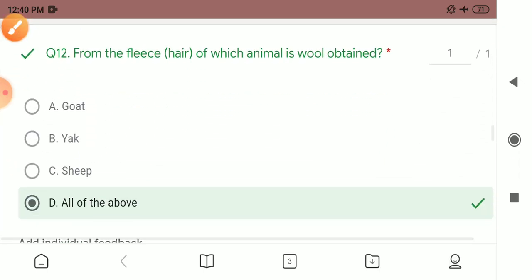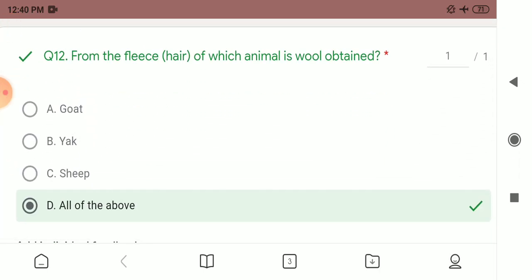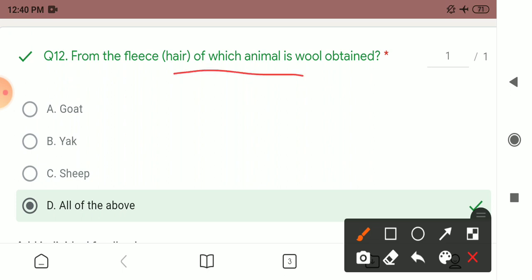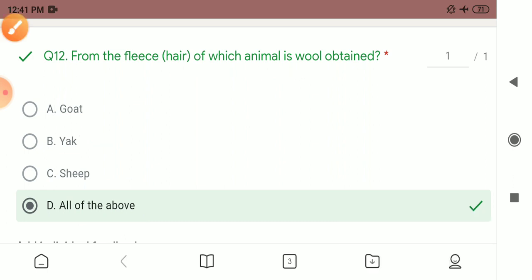Next is 12th number. From the fleece or hair of which animals is wool obtained? We are obtaining wool from the hair of which animal? The options are goat, yak, sheep or all of the above. So here your answer is option D, that is all of the above. From all these animals' hair, that is goat, yak and sheep, we are getting the wool. Next, 13th number.